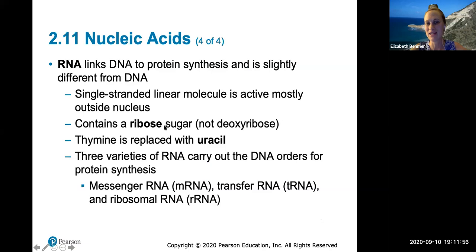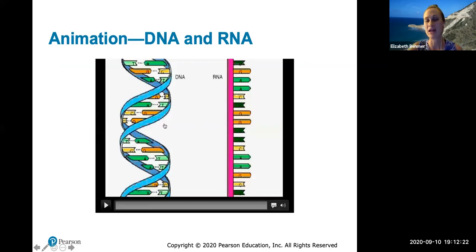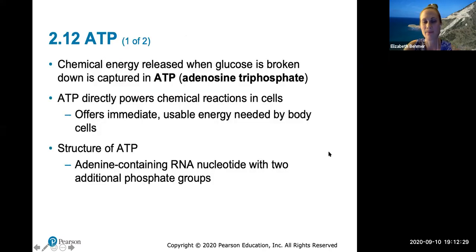RNA will link DNA to protein synthesis, and we'll again go through what protein synthesis is, but we're just going to look at what RNA looks like now. It will contain a ribose sugar instead of deoxyribose, and instead of the thymine base, it will have the uracil base. These are the different types of RNA that carry out the DNA orders for creating proteins, and again, we won't get into how that happens tonight. We just want to look a little bit at their structures. And this will be a great video to watch to explain the differences between DNA and RNA.